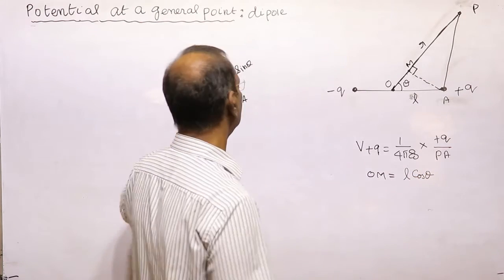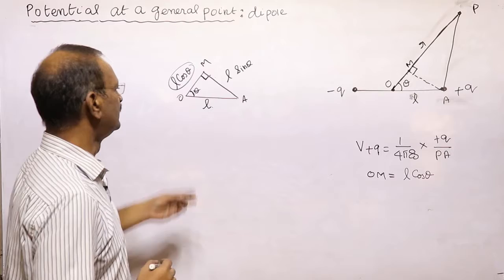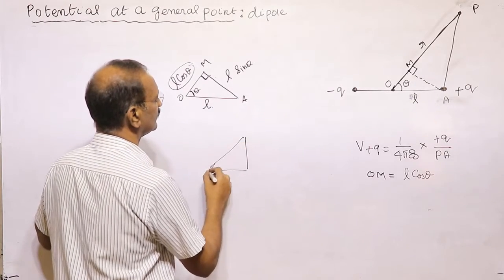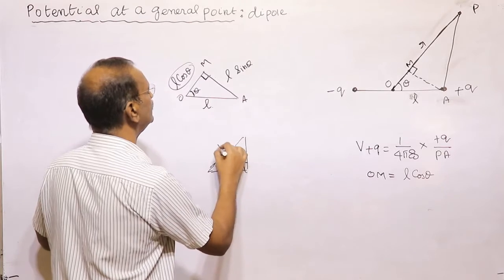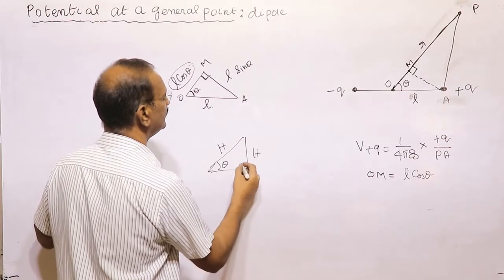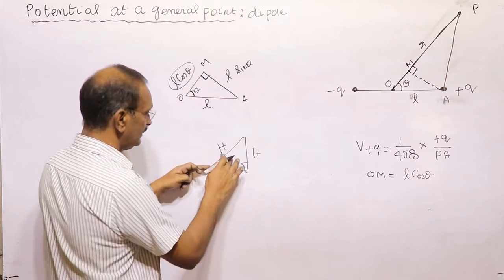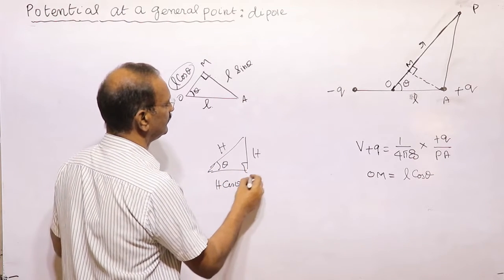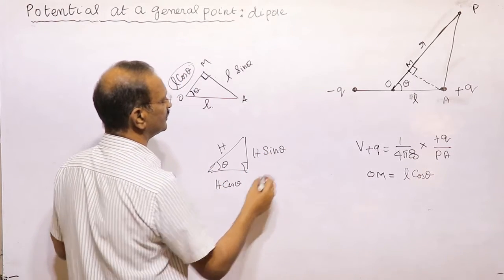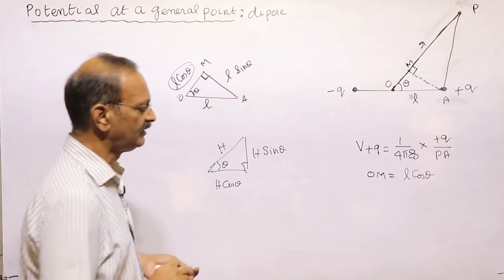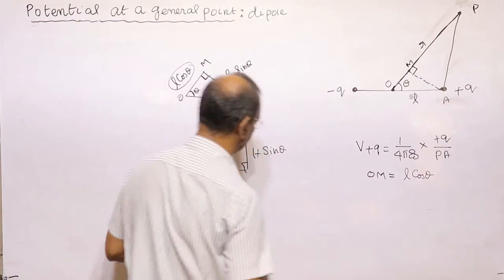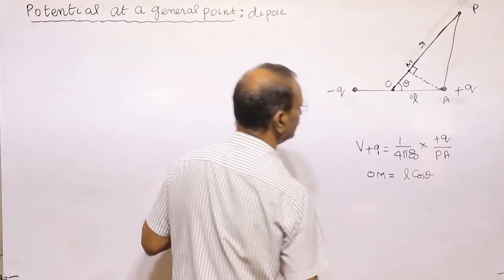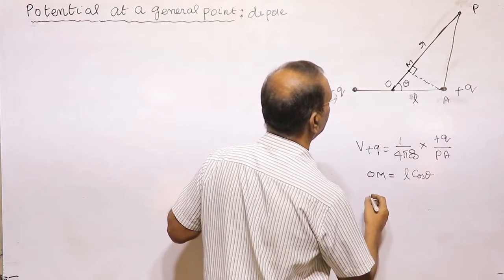We are interested in this one, and OM is equal to L cos theta. You must understand this because it is simple trigonometry: this is 90 degree, this is the hypotenuse, and the side which is near to theta will be cos theta and the other sin theta. Otherwise you can look at the basic mathematics tools. So OM is equal to L cos theta.